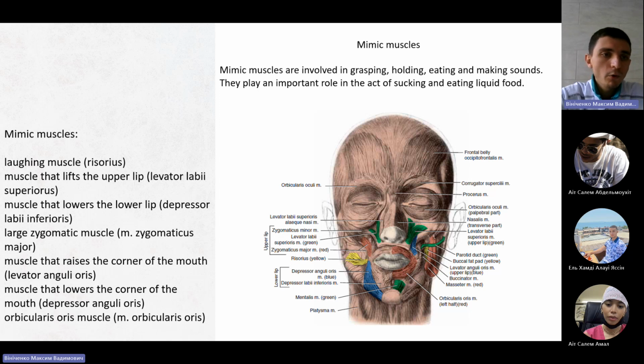the lower lip, depressor labii inferioris; the large zygomatic muscle, musculus zygomaticus major; the muscle that raises the corner of the mouth, musculus levator anguli oris; the muscle that lowers the corner of the mouth, musculus depressor anguli oris; and last is the musculus orbicularis oris. The mimic muscles are involved in grasping, holding, eating, and making sounds. They play an important role in the acts of sucking and eating liquid food.